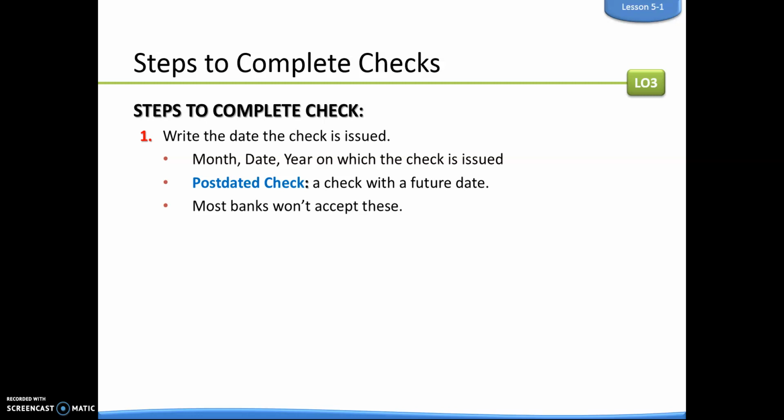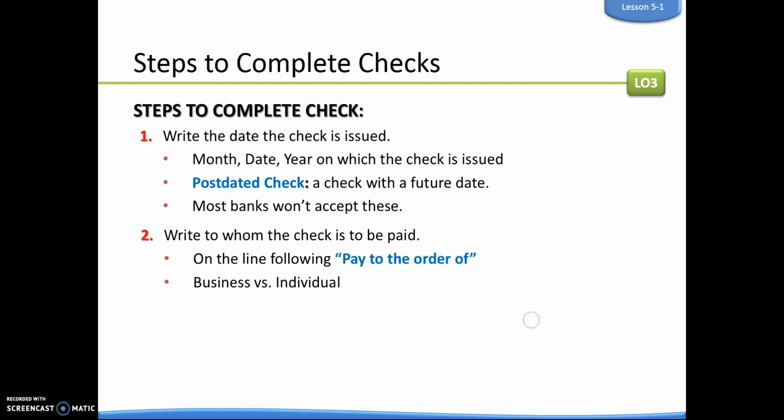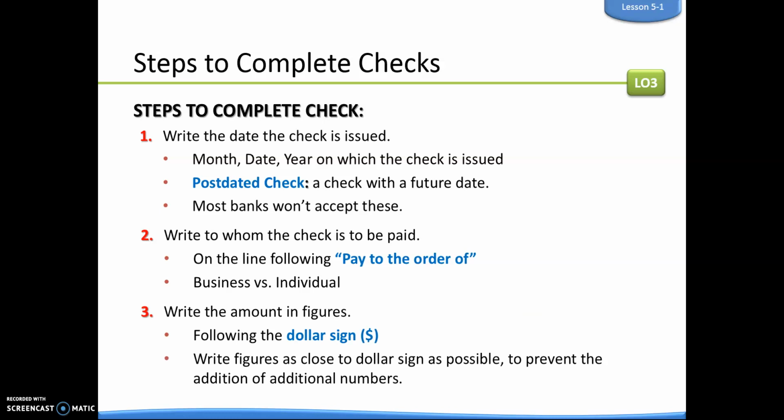However, most banks are not going to accept these. They have to be written on the day that you're there or previously, having already passed that date. You don't usually get to write things in the future. Secondly, we write to whom the person we're paying. That goes on the paid to the order of line on the check. It could be a business or it could be an individual, either or. Just make sure that you spell things correctly.